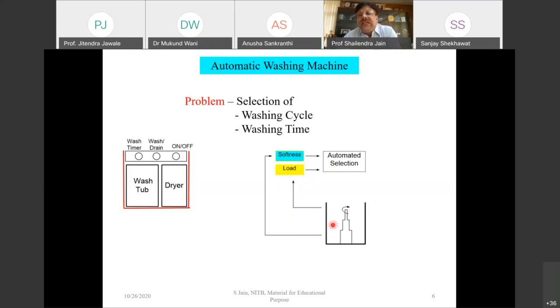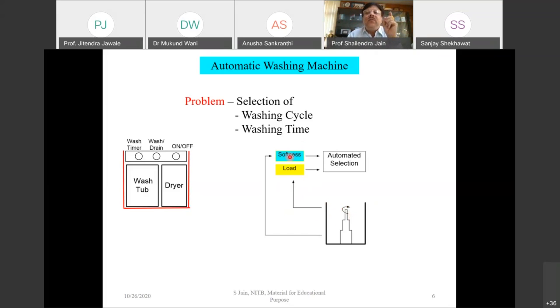If your machine is half loaded, that means half of the tub will be filled with water. If your machine is fully loaded, that means whatever the optimum capacity of this tank is, that much water is allowed to enter. The machine takes these decisions automatically. What does it do? It will open the valve for that much time duration.